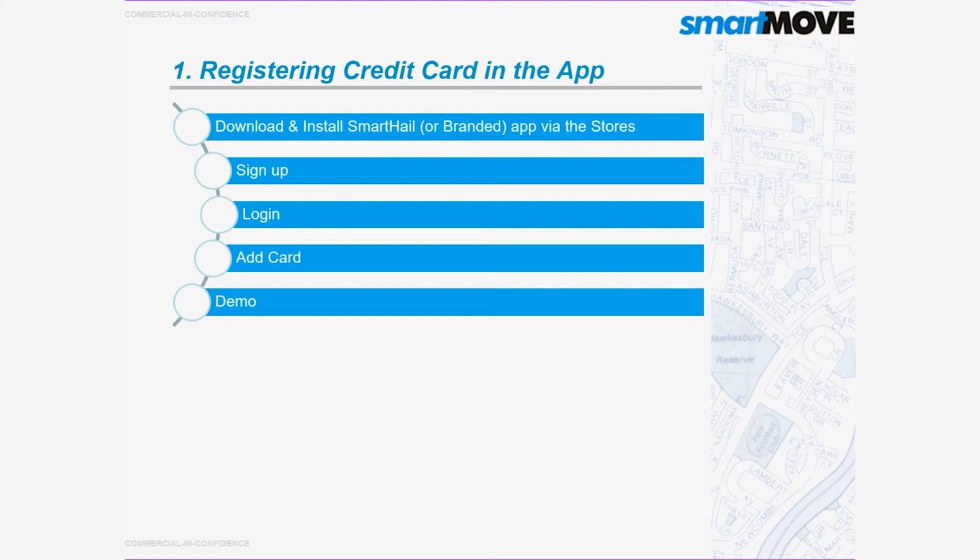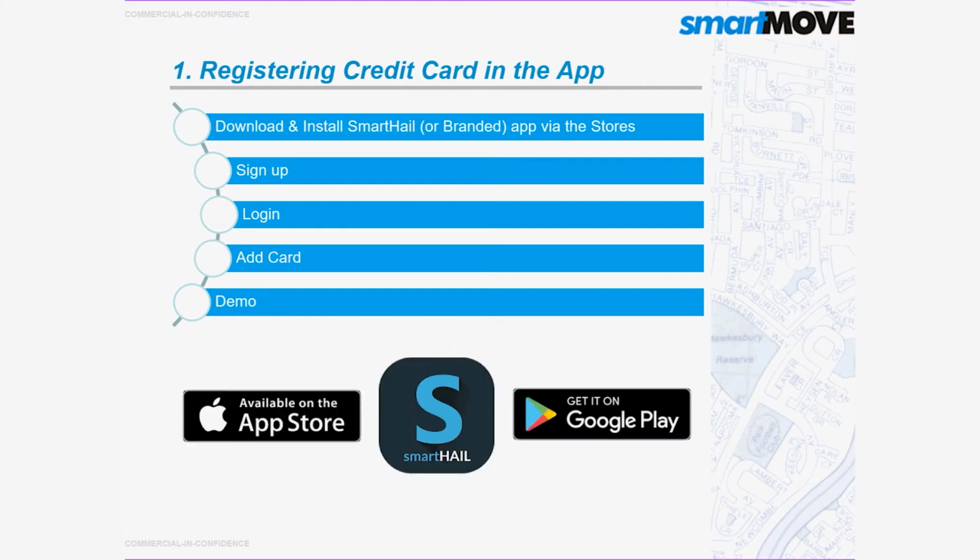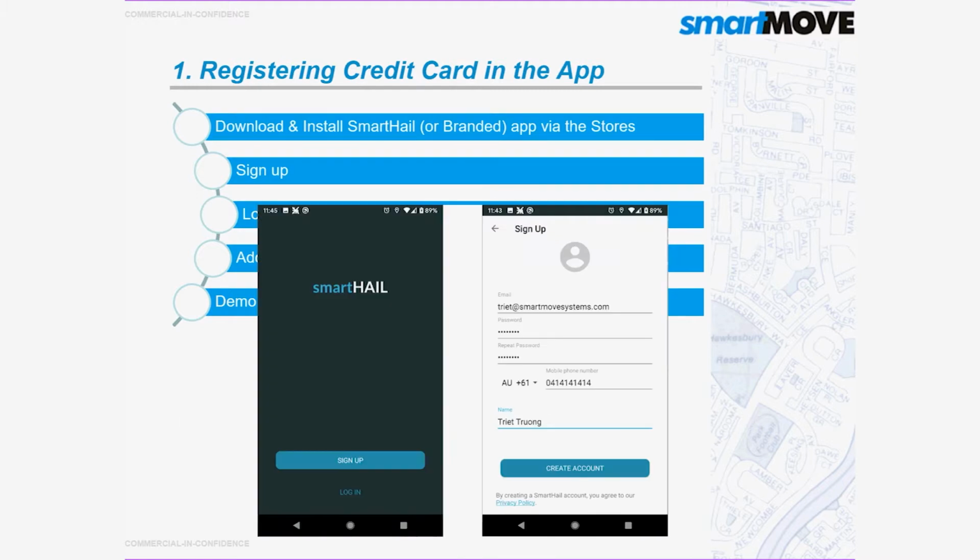Firstly, your customers will need to download and install the app on their smartphones. They will need to search for the SmartPay app on the relevant stores, which is the App Store for iPhones or the Play Store for Android devices. They will need to then sign up for an account. We'll use an email and a real mobile phone number as a form of validation. Customers log in to the SmartPay app using their email and password combinations. If a customer has forgotten their password, they can always retrieve and reset their password if required.